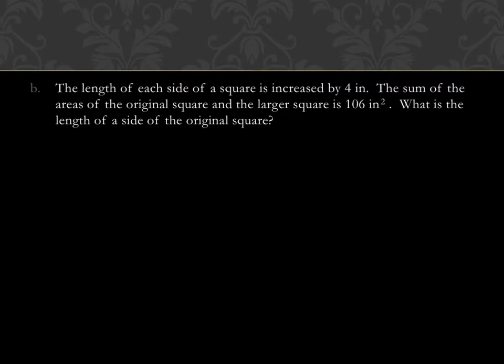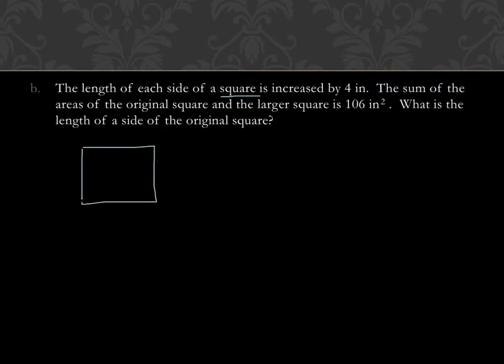Example 1b says the length of each side of a square is increased by 4 inches. The sum of the areas of the original square and the larger square is 106 square inches. What is the length of a side of the original square? Alright, so on this one, a picture is not given, so I'm going to go back and start looking at it from the beginning. I usually have to read the problems twice, once to get an idea of what it is, and then the second time to go back and look at specifics. So we're talking about a square, so the first thing I'm going to do is draw a square.